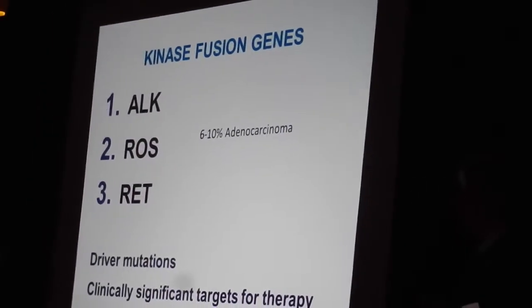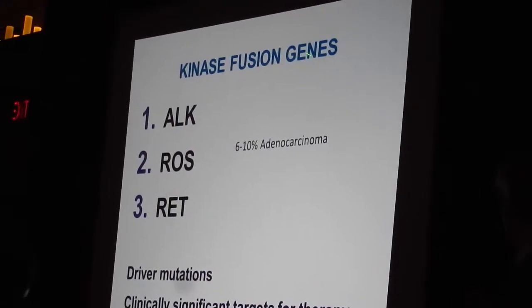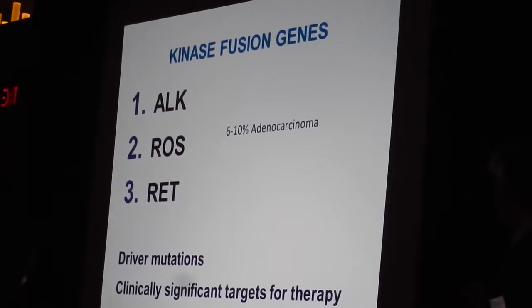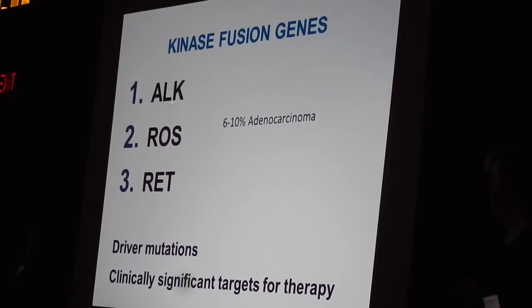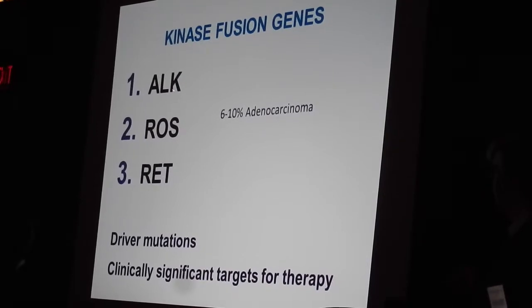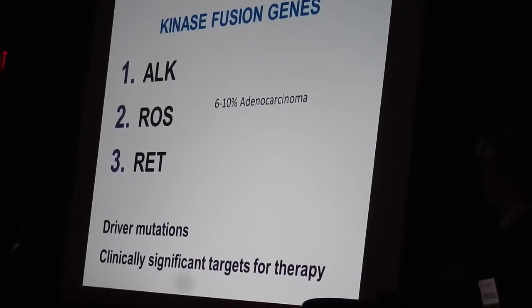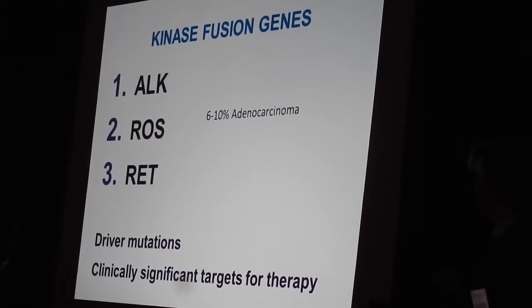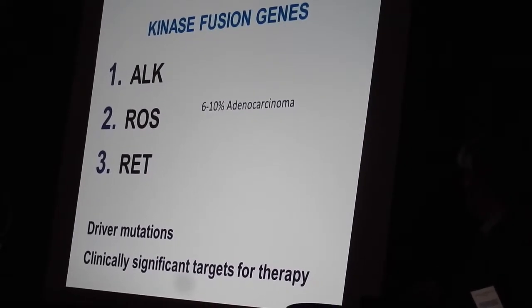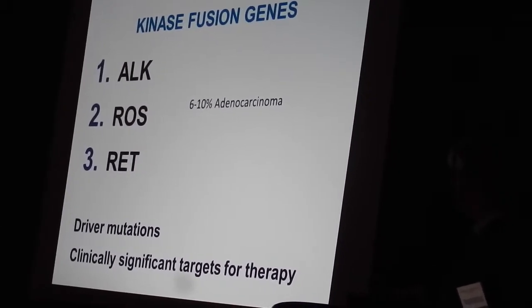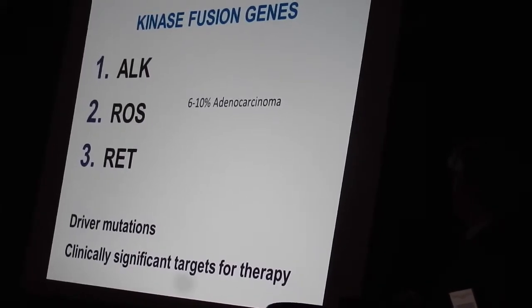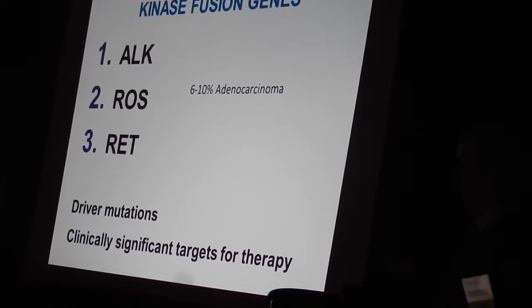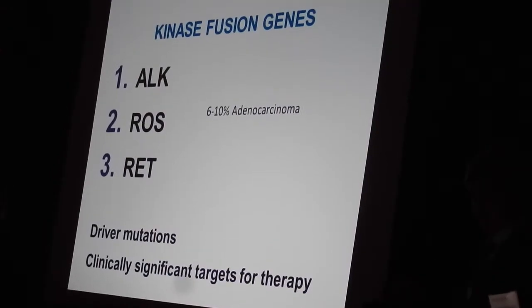A second class of mutations in lung cancer are the kinase fusion genes. There are 3 major kinase fusions: those that involve the ALK tyrosine kinase, the ROS tyrosine kinase, and the RET tyrosine kinase. Collectively, these are about 6 to 10% of lung adenocarcinoma. These are driver mutations, and they're significant clinically because they can be targeted by crizotinib in the case of ALK and ROS.